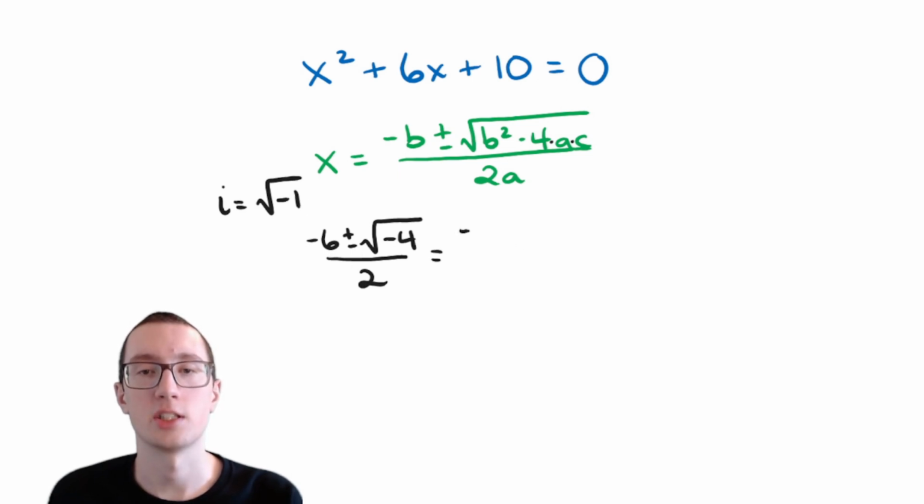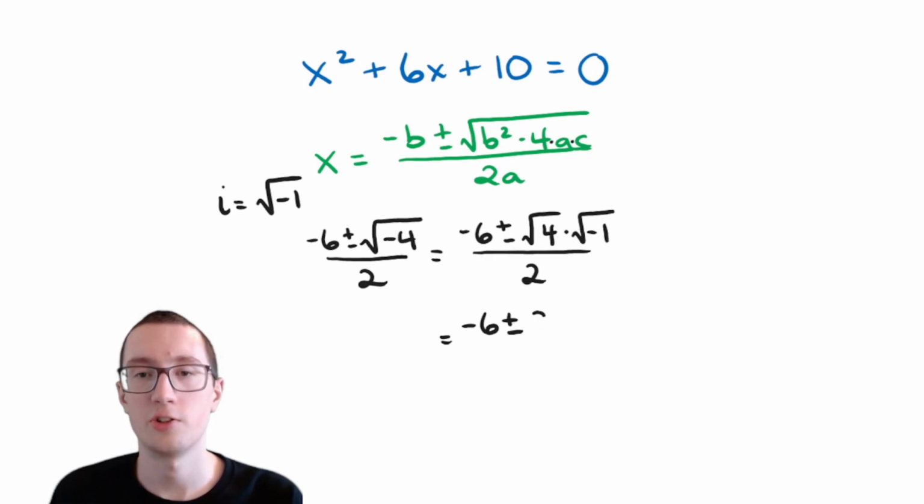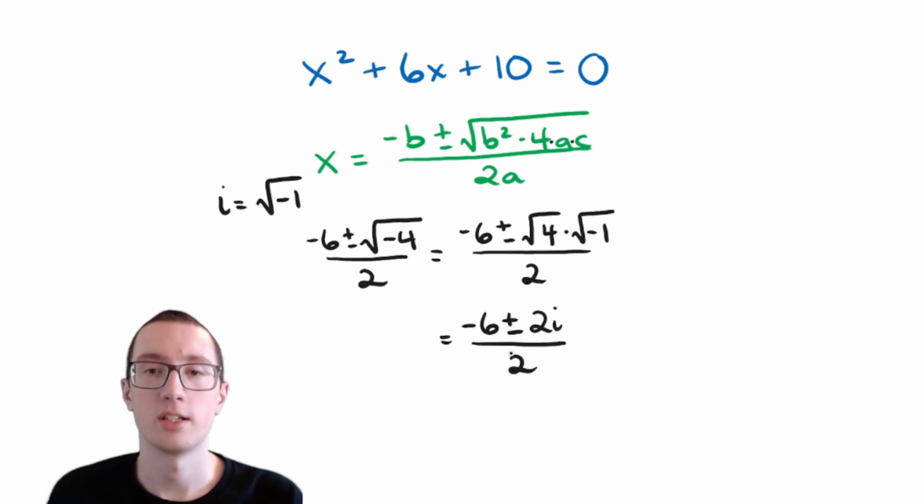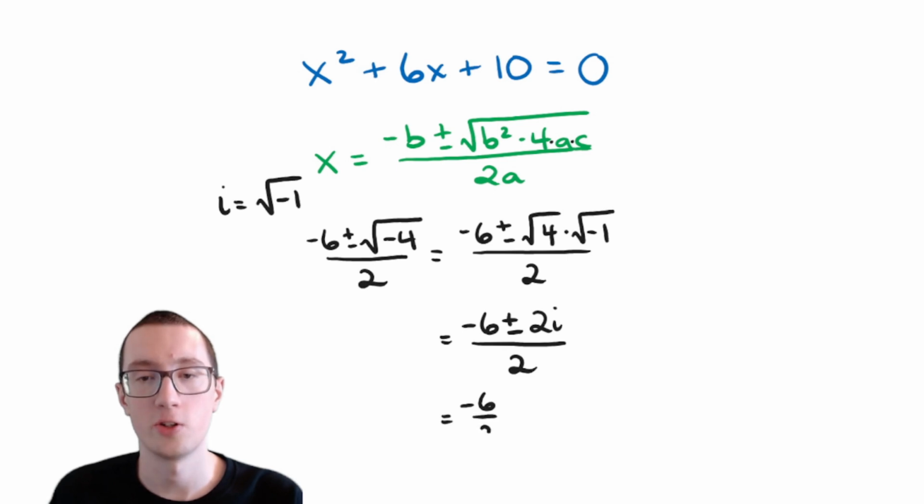So what we can do is we can split this up into the square root of +4 times the square root of -1, because 4 times -1 is -4. And now we have the square root of 4, which is 2, and the square root of -1, which is i, and then that's over 2. So now our last thing that we need to do is divide this top part by 2. We can get rid of the denominator, and we're going to have to divide both parts by 2. Let's just go ahead and split this up into two fractions just to show you. We're going to have -6 over 2 plus or minus 2i over 2.